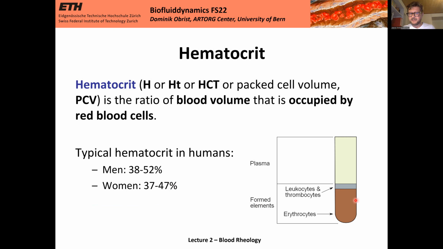So what does that mean? Around 40 to 50, or 40-45%, of the volume of whole blood is taken up by erythrocytes, or red blood cells. If you look at the literature, you will find many different variables. Very commonly, H or HT is used. Sometimes you also see HCT or packed cell volume. You have to be a bit careful when you look at these different variables. But we'll try to use mostly H or HT for the hematocrit.